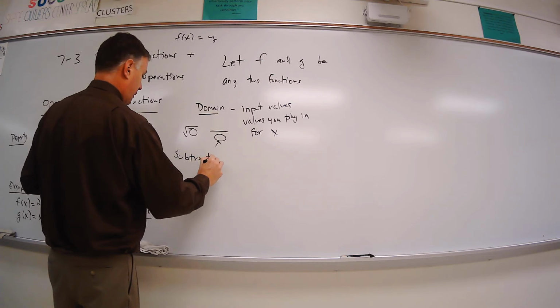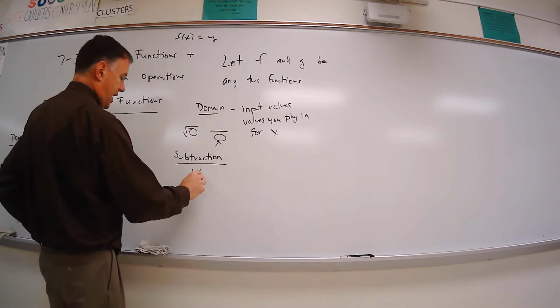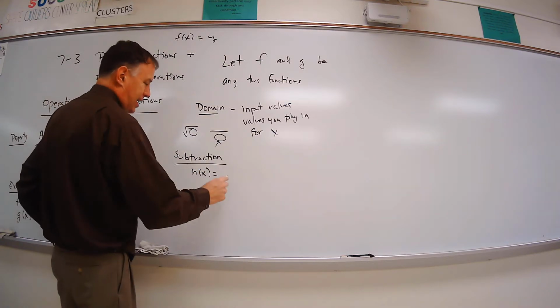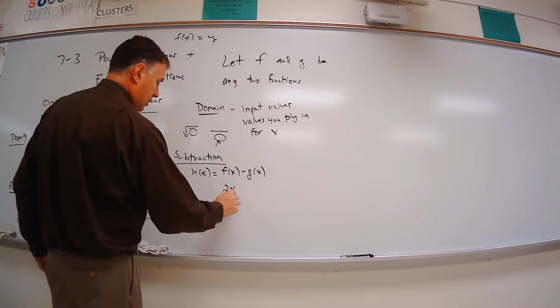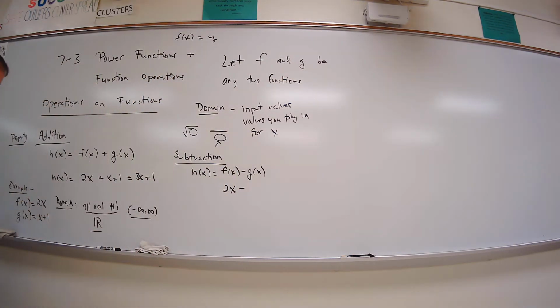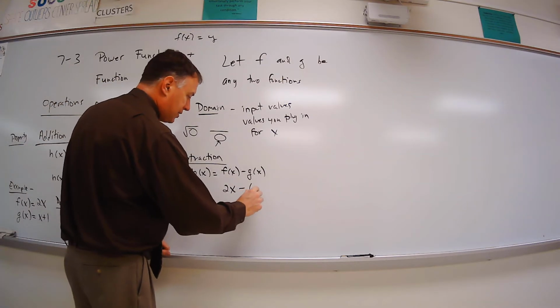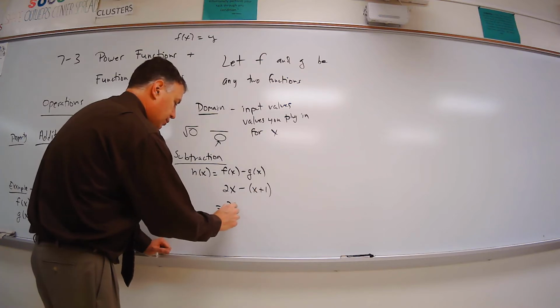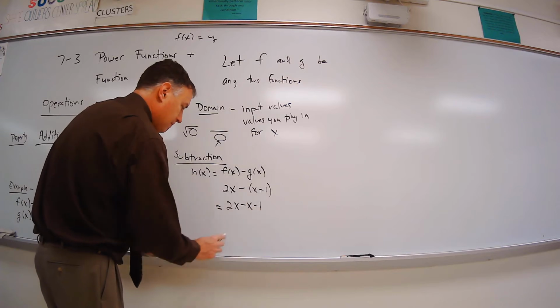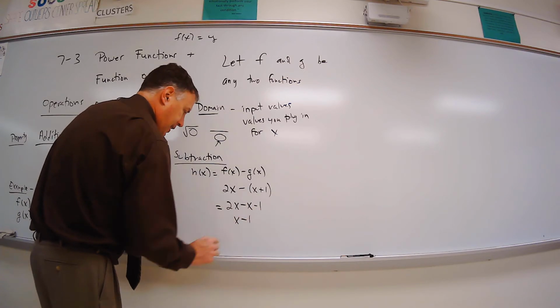So with subtraction, we're going to say h of x equals, now I could put this in any order that I wanted to, it doesn't matter, it just would be how you subtract it, just like the rules of algebra. So f of x is 2x minus g of x is x plus 1. Make sure that you put that in parentheses. Okay, you have to have that negative distribute. So this is going to be equal to 2x minus x minus 1. So it looks like I get x minus 1. That's the value of subtraction.